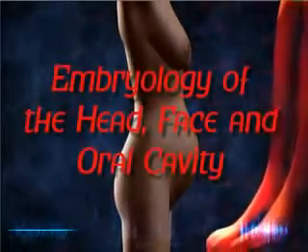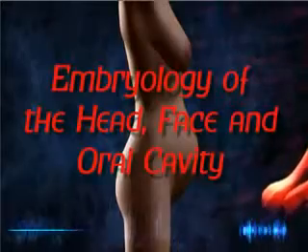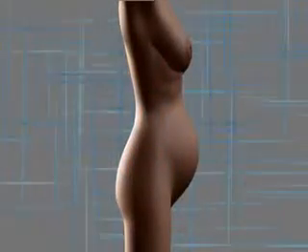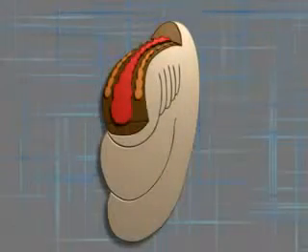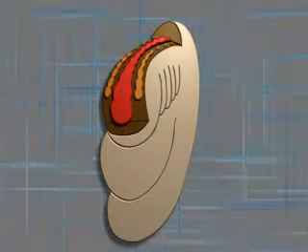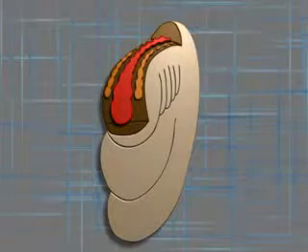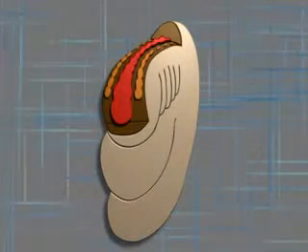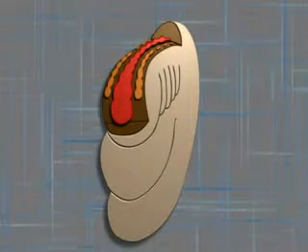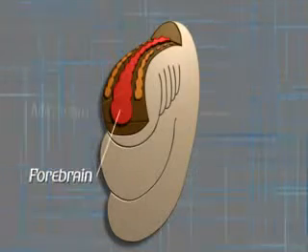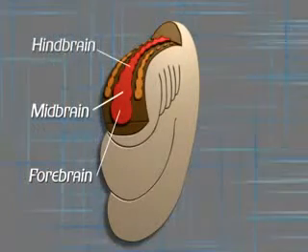Embryology of the head, face and oral cavity. At this point, the rostral or head fold is important. The anterior portion of the neural tube expands greatly as the forebrain, midbrain and hindbrain form.